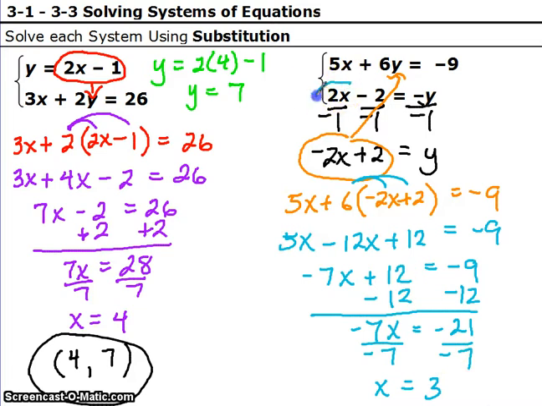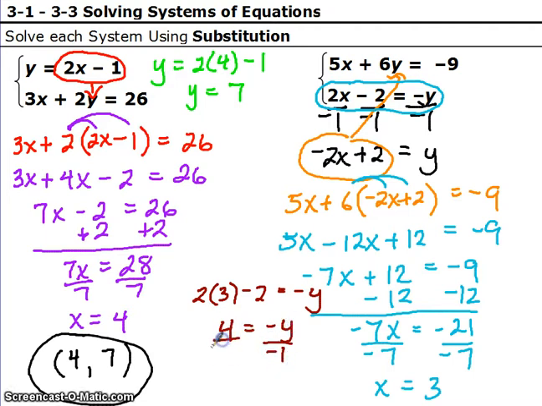Okay, I'm going to plug it back into this bottom equation. It's not quite y equals, but it's pretty close. Let's find some room over here to do that. 2 times 3 minus 2 equals negative y. So that's 6 minus 2, which is 4. And then if I divide by -1 on both sides, I get negative 4 equals positive y. So our solution on this one is (3, negative 4).